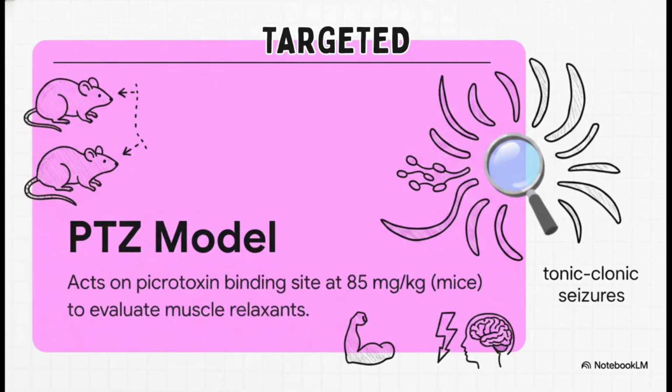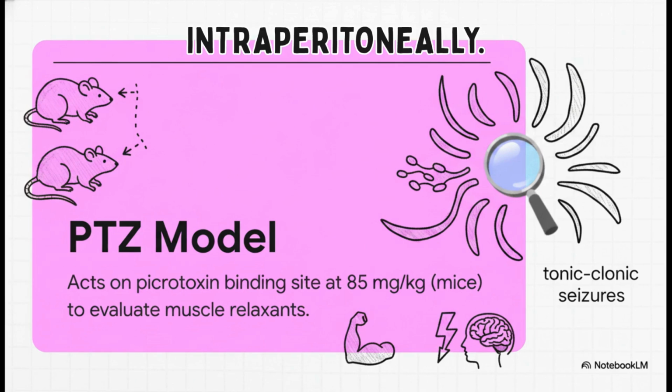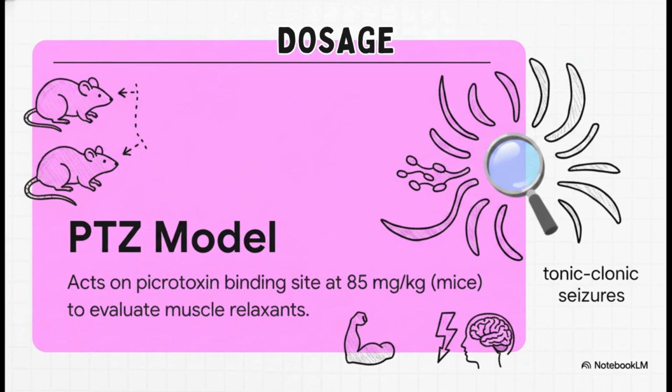Well, PTZ is a targeted attacker. It binds specifically to the picrotoxin binding site to trigger seizures. For your requirements and technique, you administer it intraperitoneally. The dosage is 85 milligrams per kilogram for mice and 70 for rats. Why do we love this model? Because it's the absolute standard for evaluating centrally acting muscle relaxants and drugs aimed at tonic-clonic seizures.